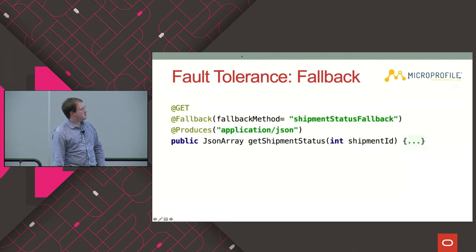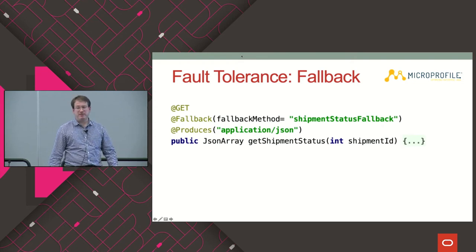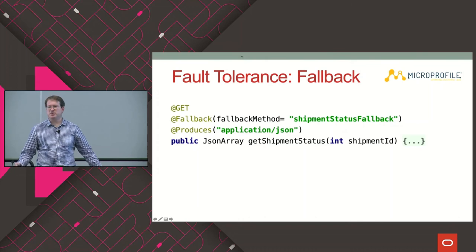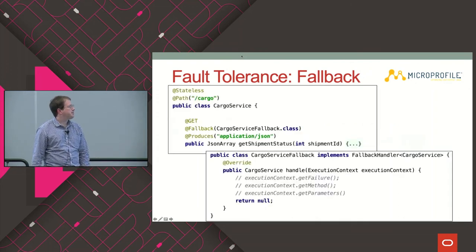This is a fallback. There are two different ways of doing a fallback. One is to have a fallback method, and the other is to have a fallback class with a handler. In this case right here, this is a fallback method. So this is going to fall back to another method in the class that's private. If this blows up, then it calls the other method, and you can return something else. Perhaps the system it's trying to talk to is down, and you grab a cached copy of the data or something like that. It gives you the opportunity to do things like that.